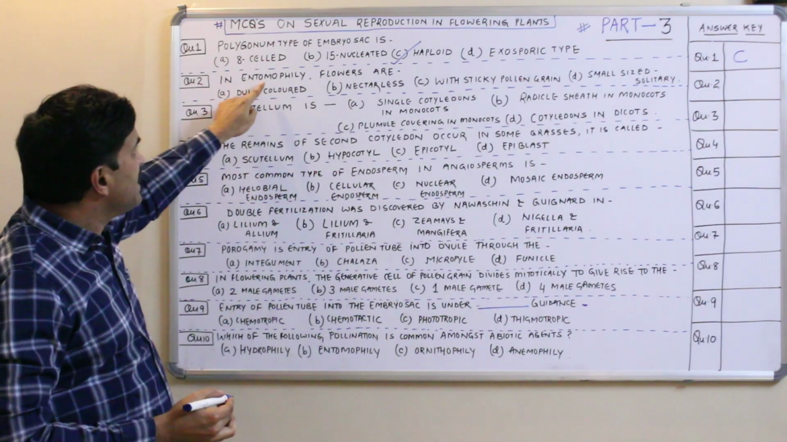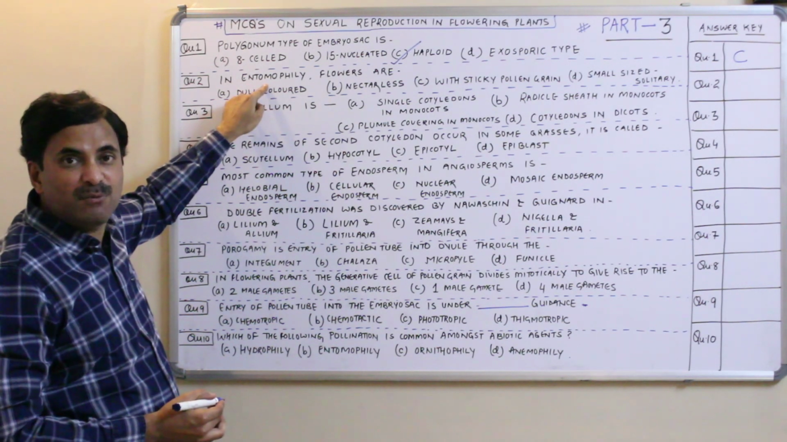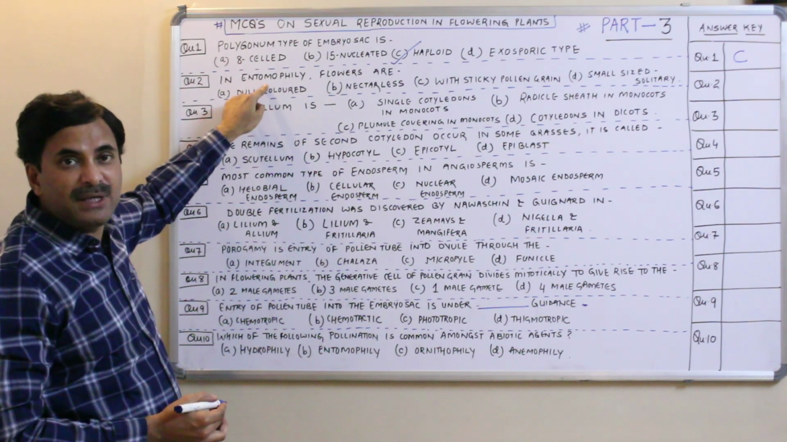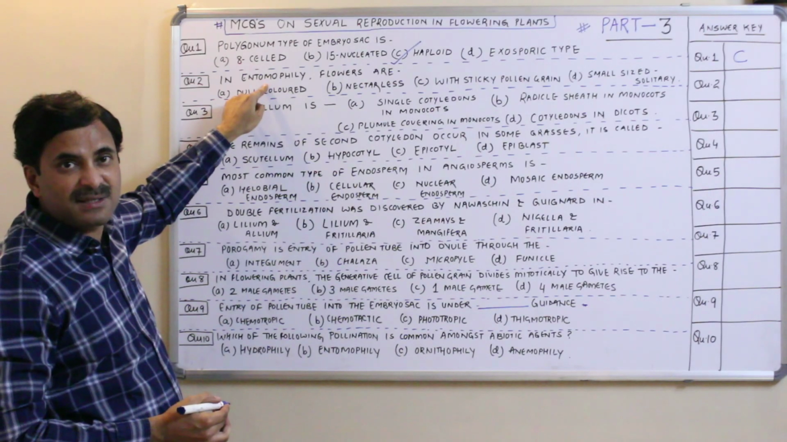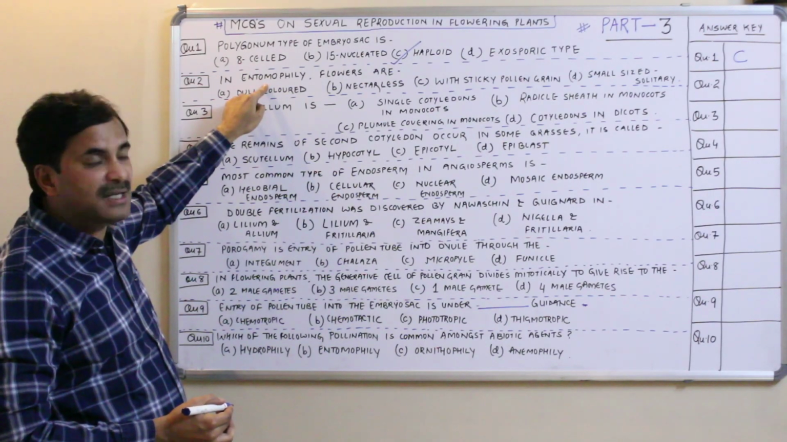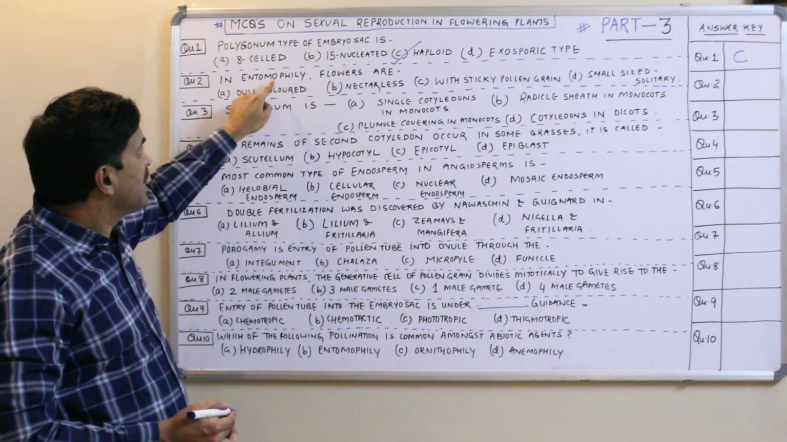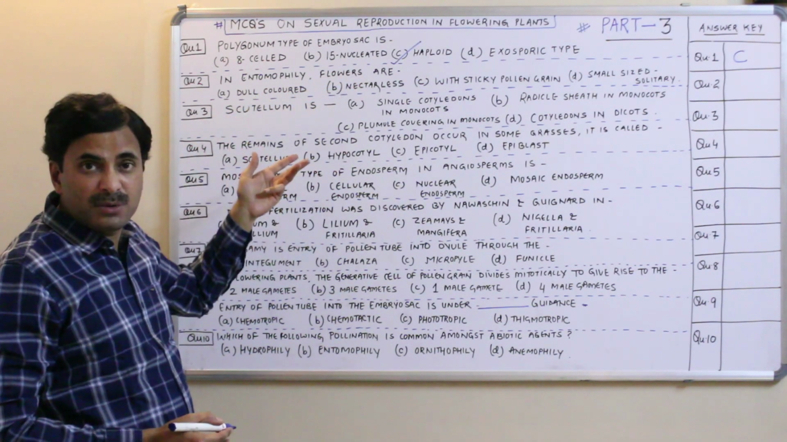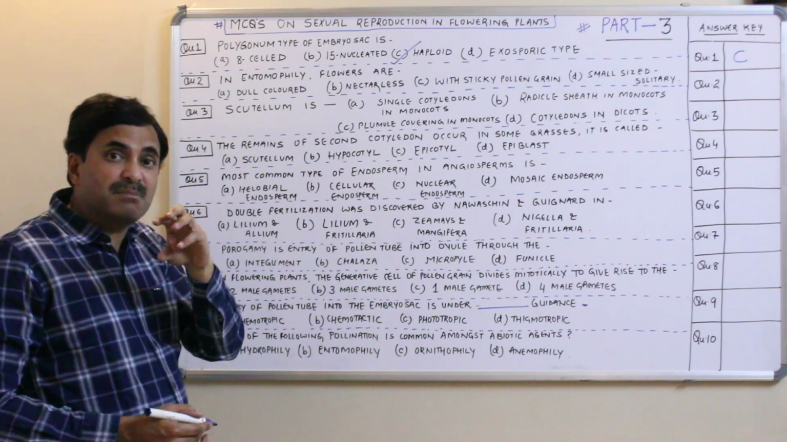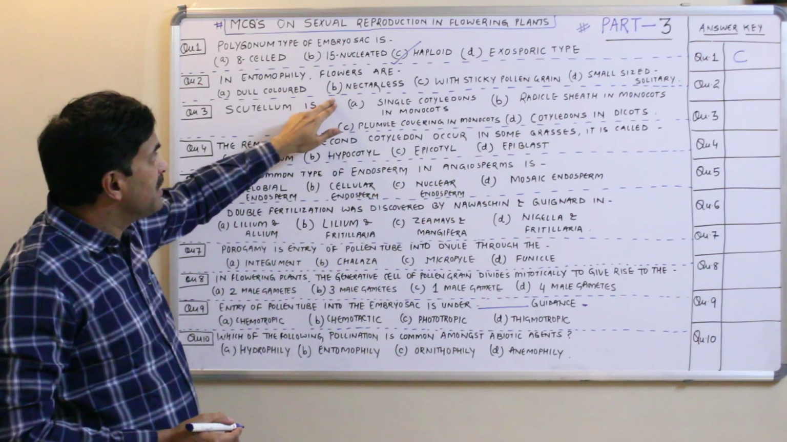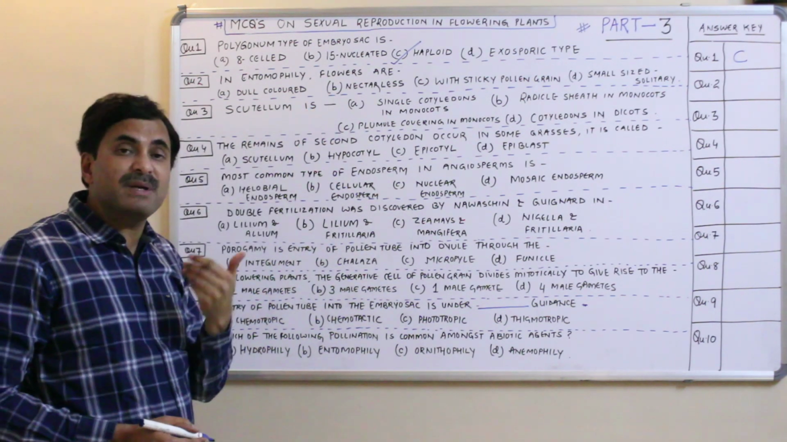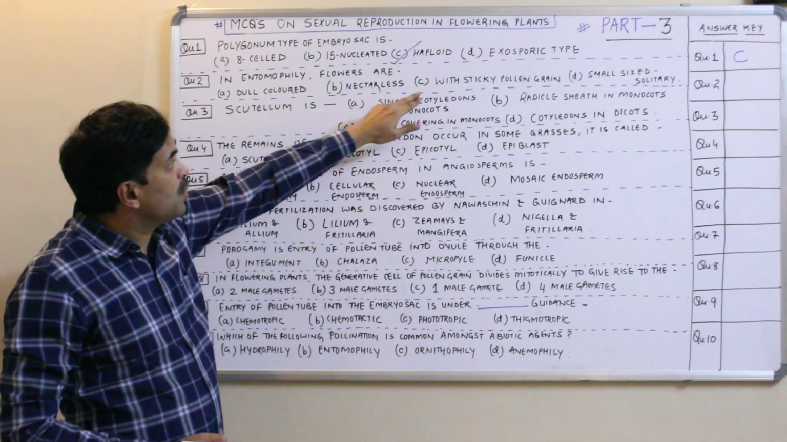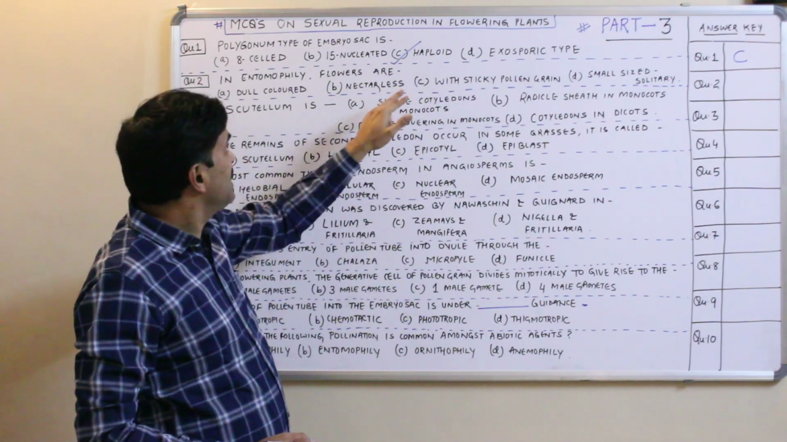Question number 2. In entomophily, first of all you must know what is entomophily. Entomophily means pollination by insects. When pollination is done by insects, it is called entomophily. In entomophily, flowers are dull colored? No. To attract the insects, they must be brightly colored. Nectarless? No. They must be having nectar. With sticky pollen grains? Yes.